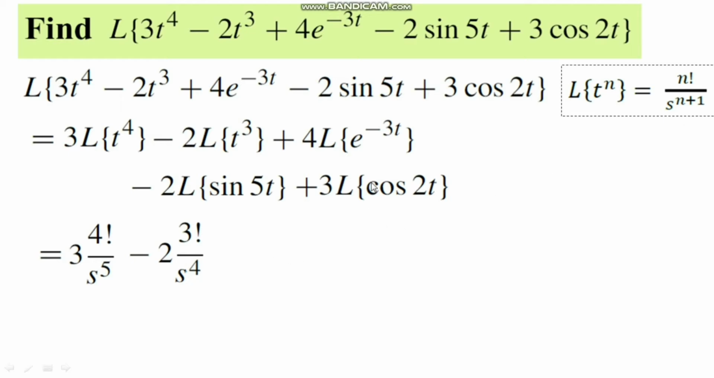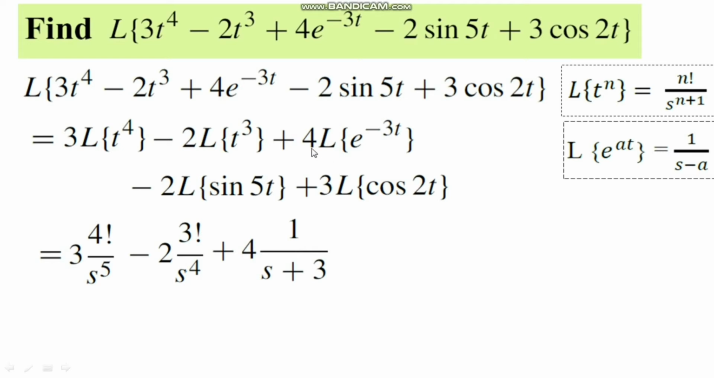Later we have the Laplace transform of e^(at). The Laplace transform of e^(at) is 1 by s minus a. So instead of a we have minus 3, it becomes 1 by s plus 3, that is plus 4 times 1 by s plus 3.